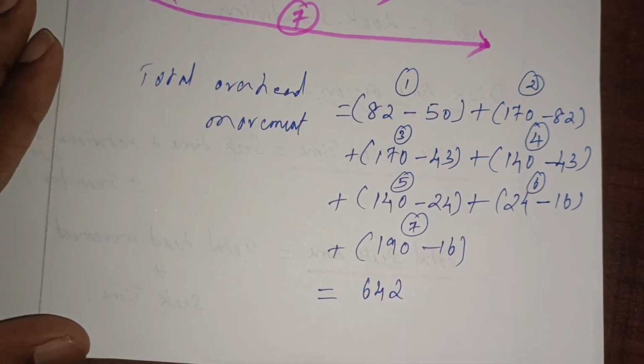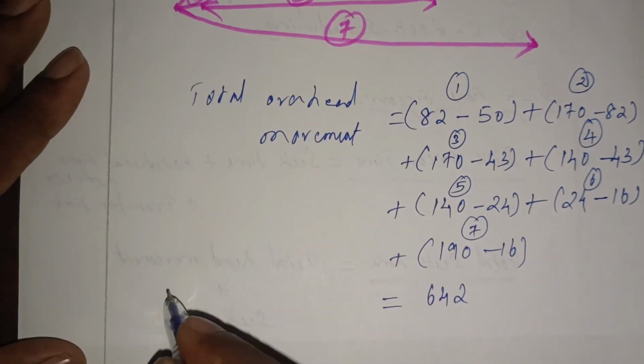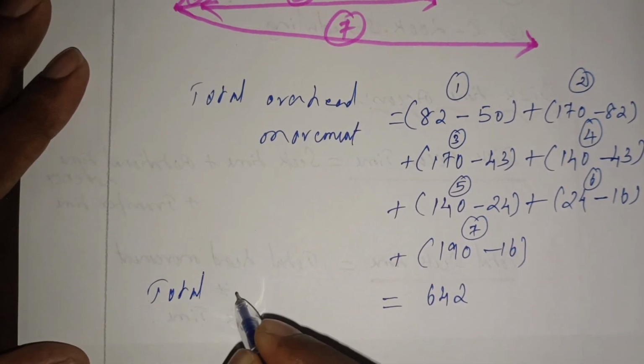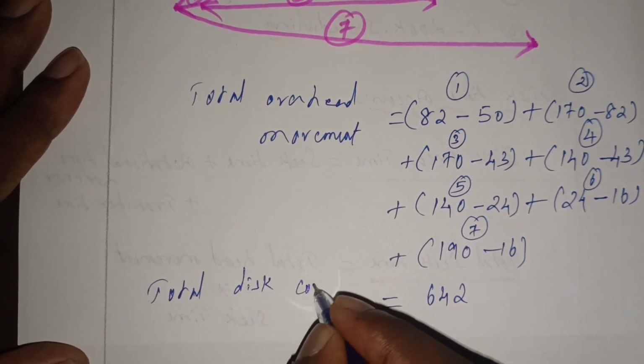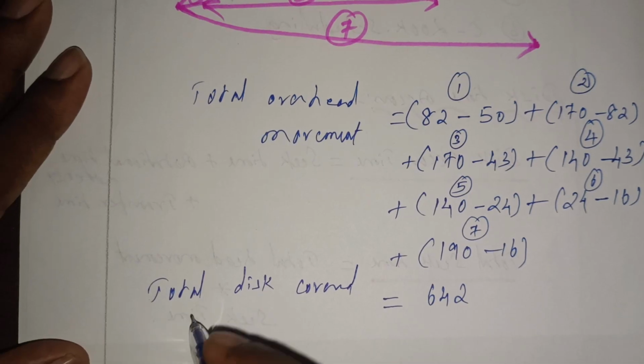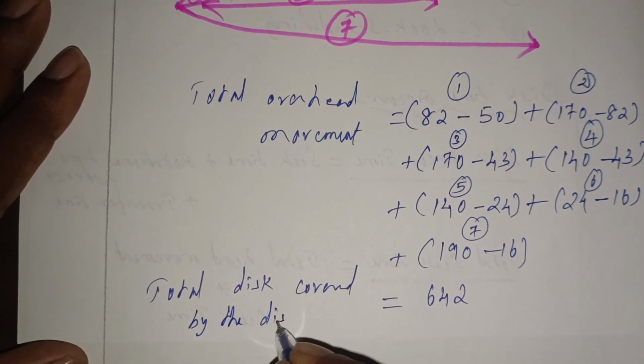642. So what is the 642? It is the total distance covered by the disk arm. So I can write it over here: total disk covered by the disk arm.